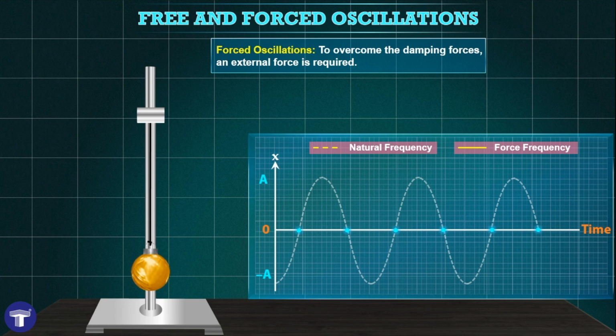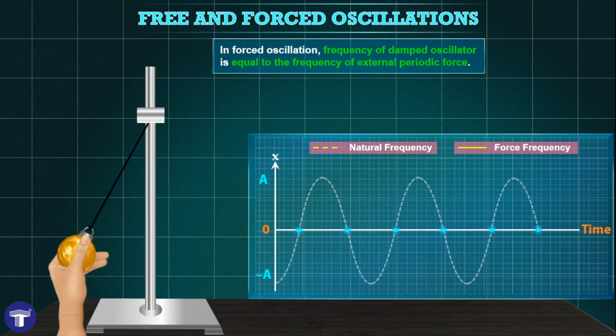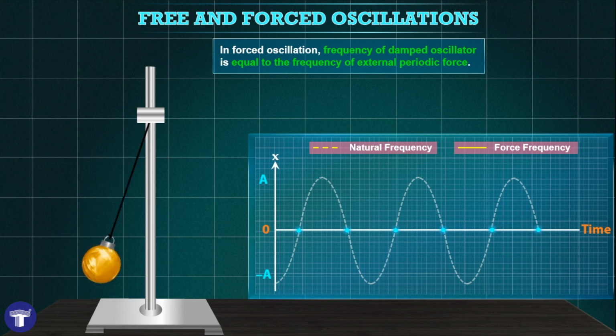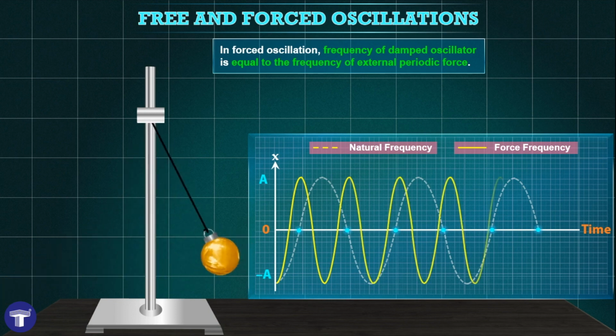To overcome the damping forces, an external force is required, and therefore these oscillations which occur under an external force are known as forced oscillations. In forced oscillations, the frequency of the damped oscillator, that is the frequency of the object, is equal to the frequency of the external periodic force. For example, in the case of this simple pendulum, when I take it to one side and release, I know that after some time the oscillations might die out, so I make sure that I keep pushing this pendulum again and again. But as you can see from the graph, the frequency of the force that I'm applying is much higher than the frequency which it naturally had.